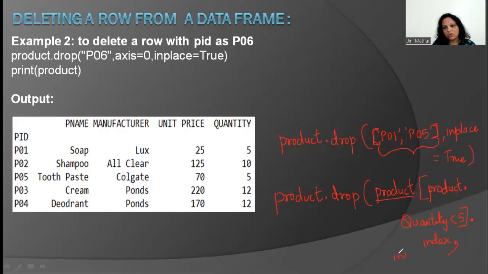Comma, and you write inplace equals true. So in this scenario, I've done a condition-based dropping, where all the records that satisfy that condition get selected first. Dot index means I get the index numbers of all those rows, and drop is basically supposed to be dropping based on the index number that you specify. I hope it's clear. Okay.